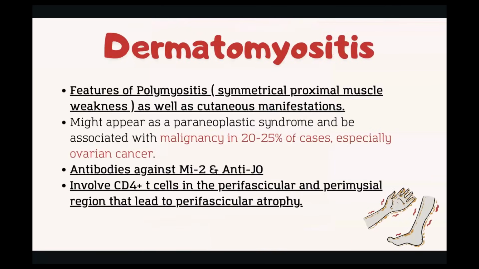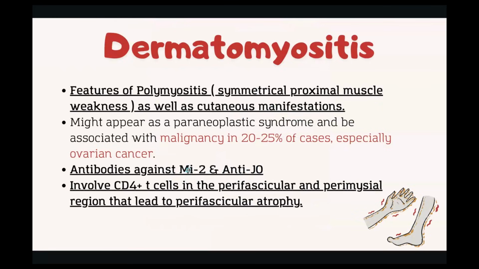In dermatomyositis, it is the exact same as polymyositis. We have symmetrical proximal muscle weakness. However, here we have cutaneous manifestations, or manifestations on the skin. The antibodies that are positive here are anti-Mi2 and anti-Jo again. So anti-Jo, same as polymyositis. Adding to that is anti-Mi2.